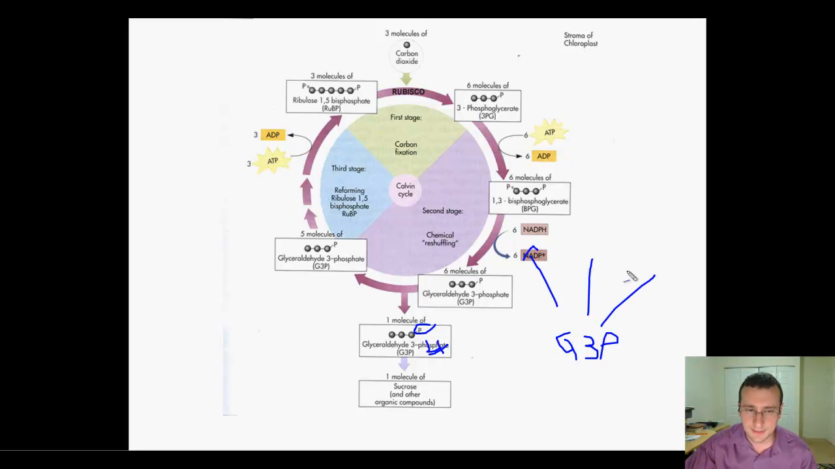But the other thing you need to know is that the G3P molecule can actually make several things. Yes, I can get 2 of those and make glucose, but I can also get that same molecule and make amino acids out of it. I can get that same molecule and make glycerol out of it, which is a monomer for fat. So I can make carbohydrates, I can make proteins, and I can make fat out of this G3P molecule.